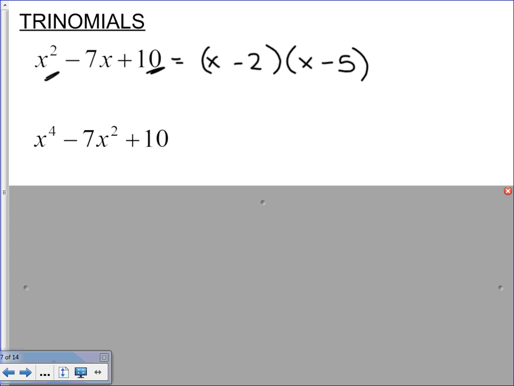I'm going to change it to a polynomial and make it x to the 4th minus 7x squared plus 10. So the only thing I've changed really is the exponent on the first term and the second term. What do you think might change in my solution?